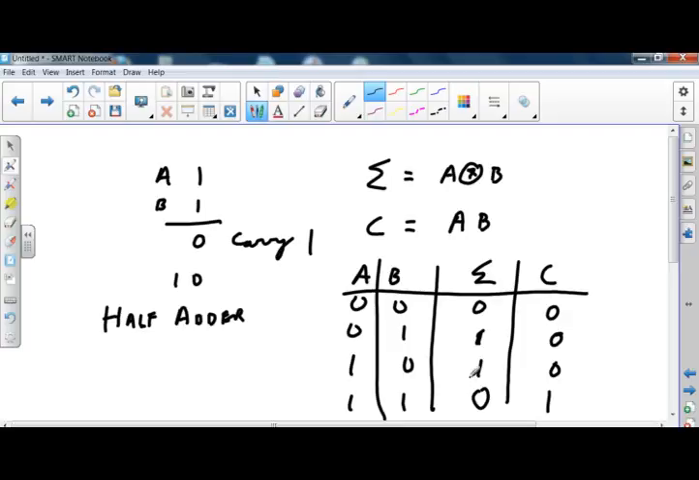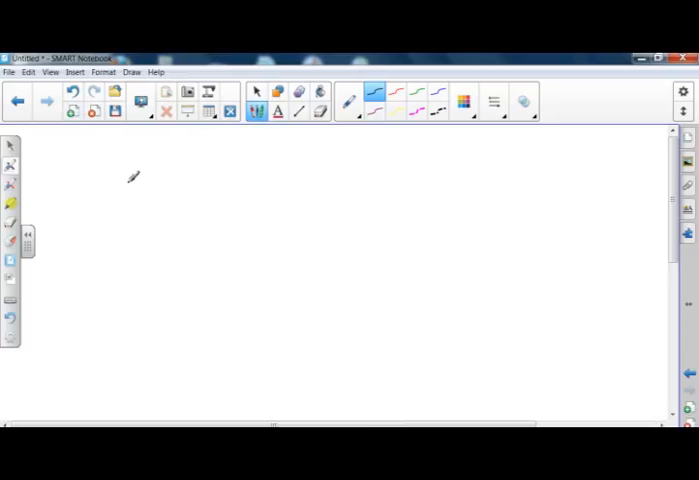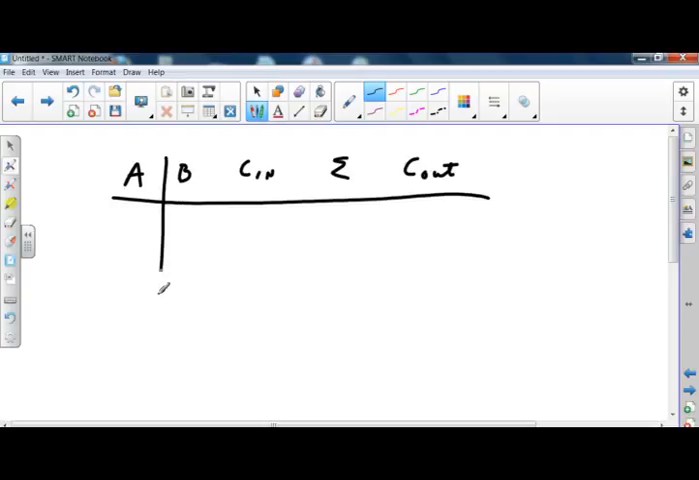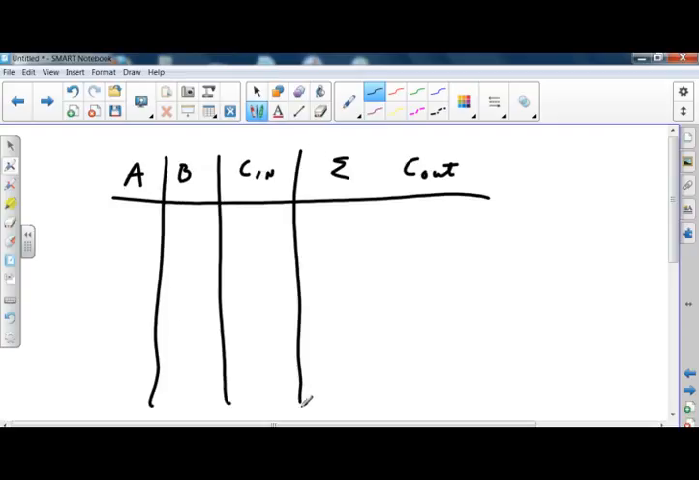So now we'll have to consider it again. Then we're going to have to consider, well, what happens if I have a carry in? So I got A, B, and I got a carry in. What is my sum going to be? And what is my carry out going to be? So look at that truth table. 0, 0, 1. Sum is 1, carry out is 0. 0, 1, 0. Sum is 1, carry out is 0.